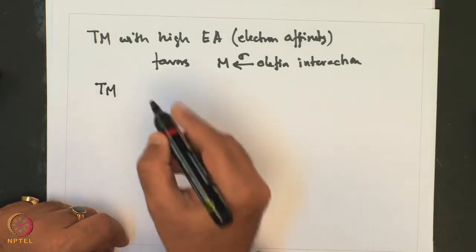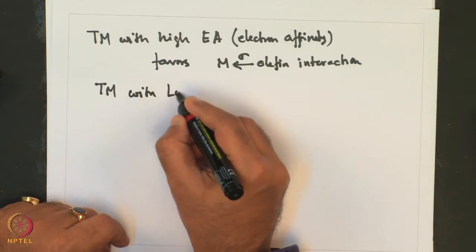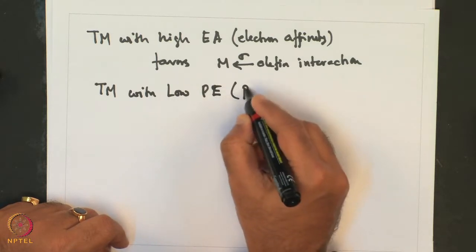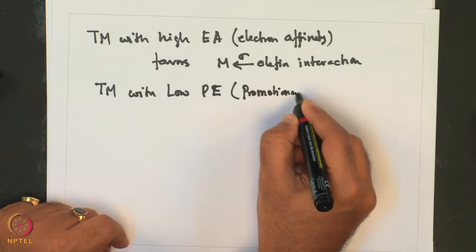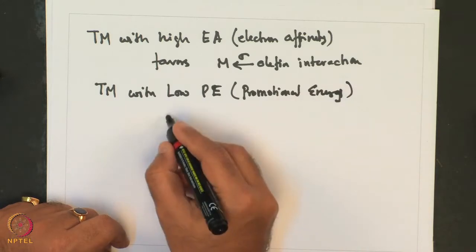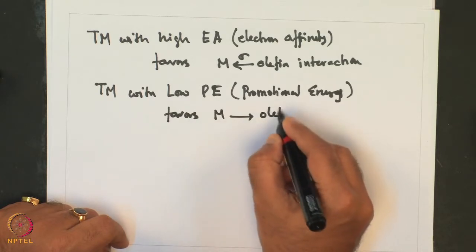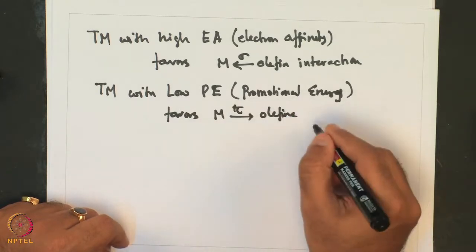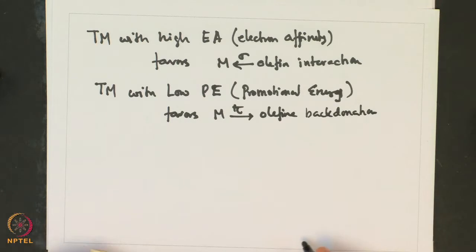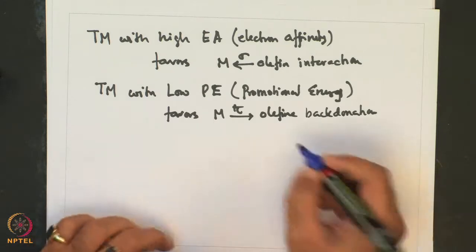Similarly, a transition metal, conversely, with low promotional energy favors metal to olefin pi back donation. So, the metals which have low promotional energy should be able to back donate easily. For example, let us take a look at some of the values.